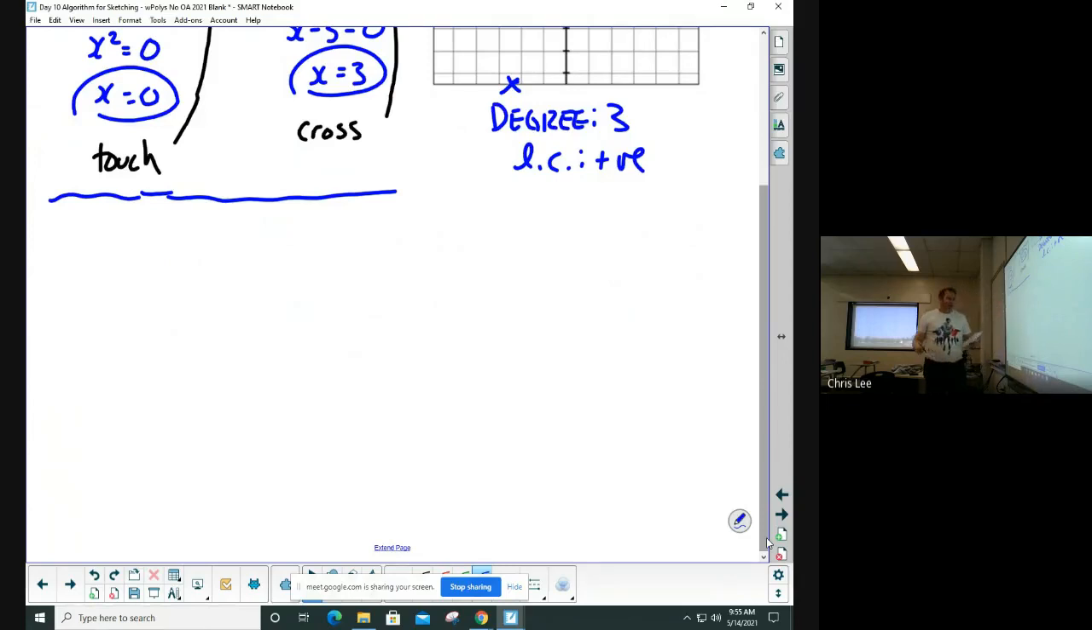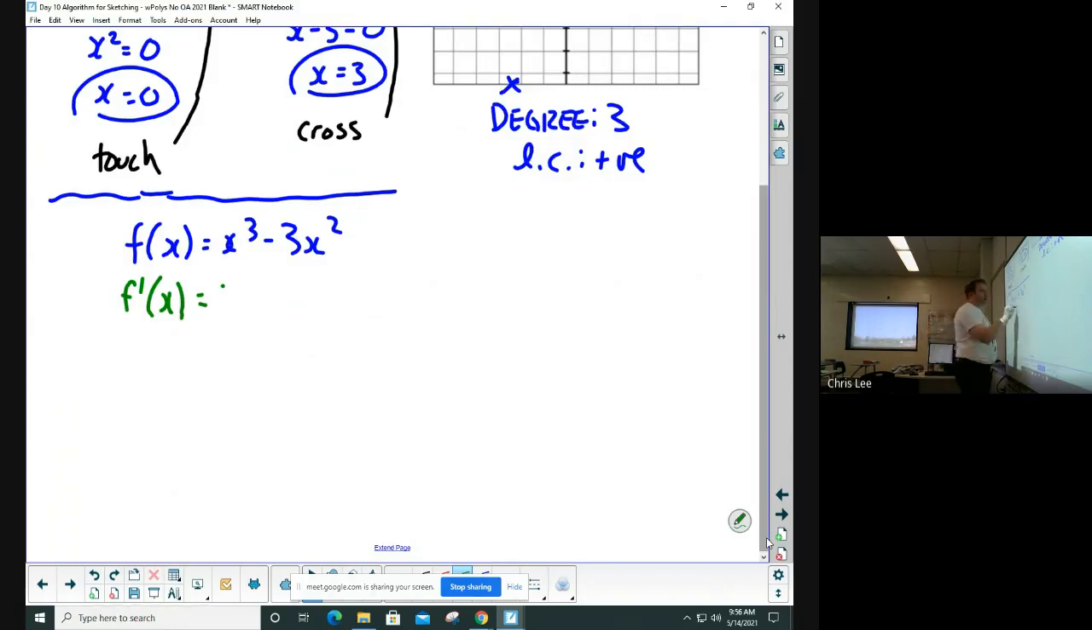So my original function is x cubed minus 3x squared. So I'm just writing it down so I don't have to keep looking up at the top of my screen. It's right there. I have to differentiate it. Obviously, the first step in the derivative rule is to take the derivative. So the derivative of x cubed is 3x squared minus 6x.